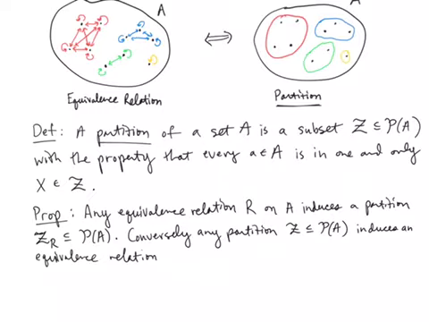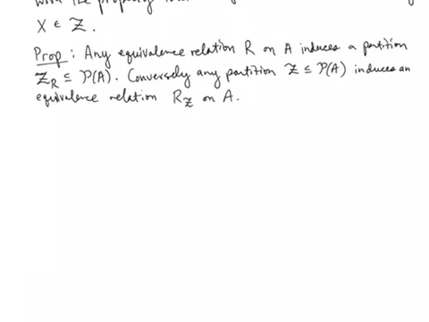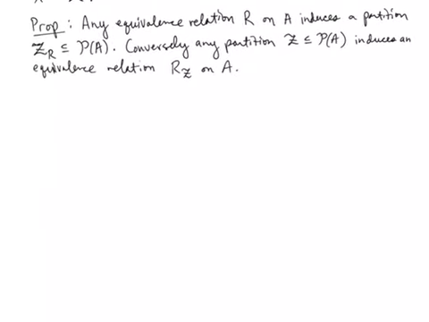Let's say R sub Z on A. Okay, so try to keep that picture in your mind, because we're basically just going to formalize that and write that down as the proof.